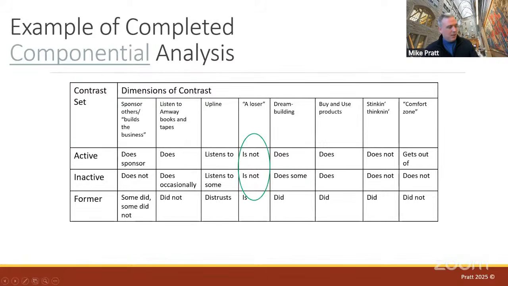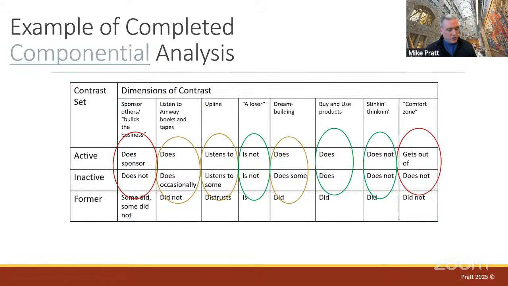Let's start with active and inactive. There are some ways that they are very similar. They do exactly the same thing. There are some things that they do but to different degrees. And there are some things, in red, which are just different. Then I'm going to do the same thing with active and former, and inactive, so I'm going to compare all three types. Now I have a componential analysis. Now I know all my three distributors, and how they're similar and different. Now I'm ready to theorize.